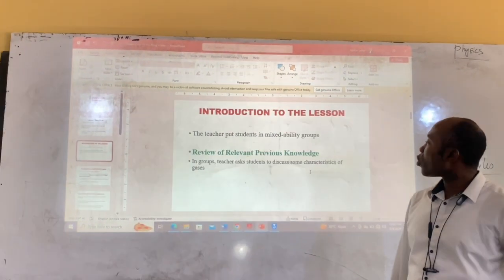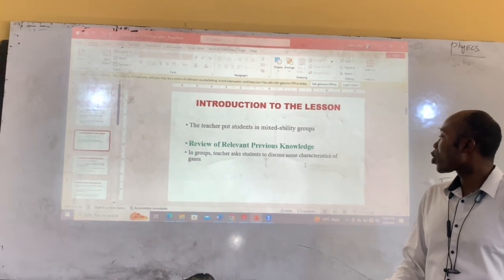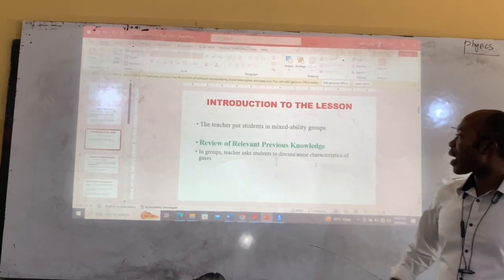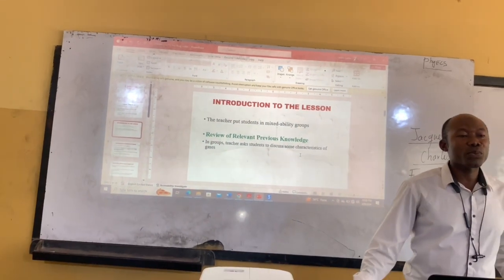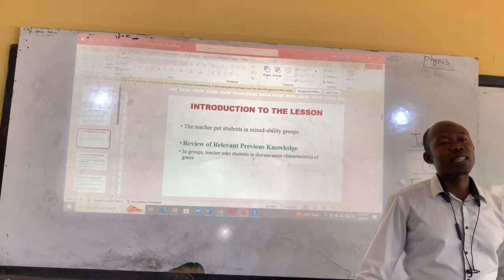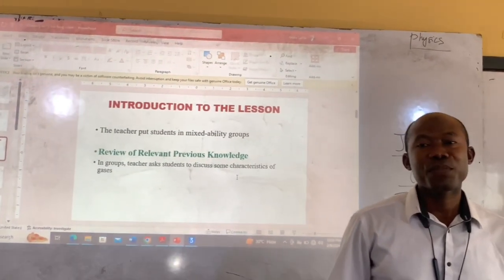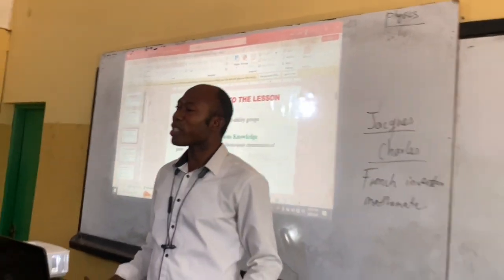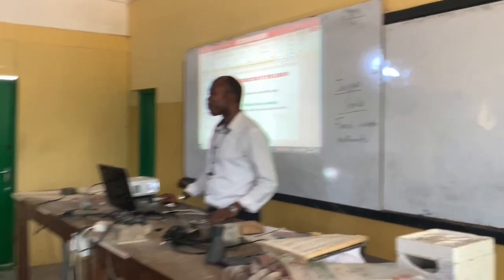Before we continue, we are already in our groups. We look at what we learned previously pertaining to the kinetic theory of gases. Now, in your groups, write down at least 2 characteristics of the kinetic theory of gas. I give you 20 seconds. Everybody write something down in your group.